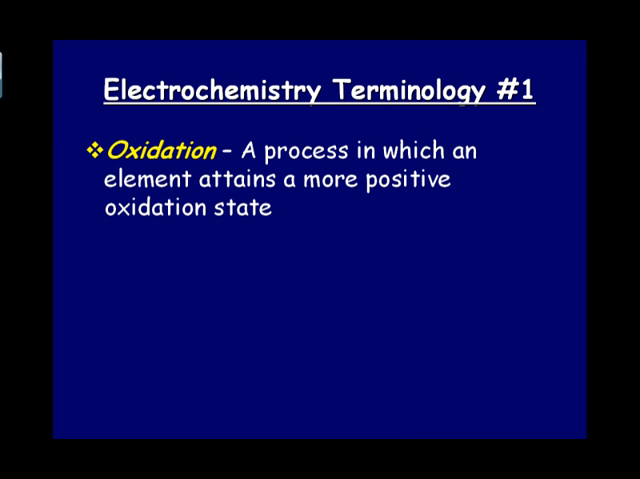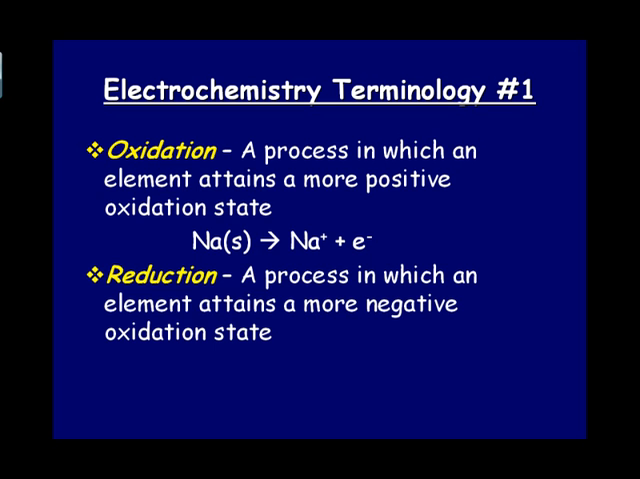An oxidation reaction is a process in which an electron is lost from an element and the element attains a more positive charge or positive oxidation state. As you can see here, sodium, the solid, losing an electron, becoming sodium plus 1. Now the opposite reaction, which must also occur along with the oxidation, is a reduction reaction, and that is a process in which an element takes on an electron and therefore becomes more negatively charged.